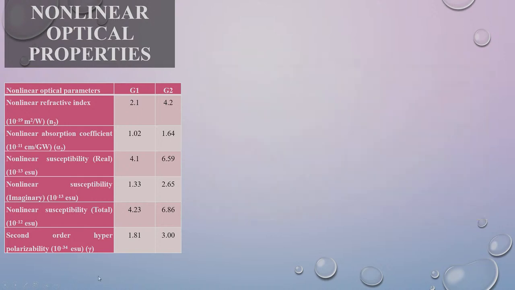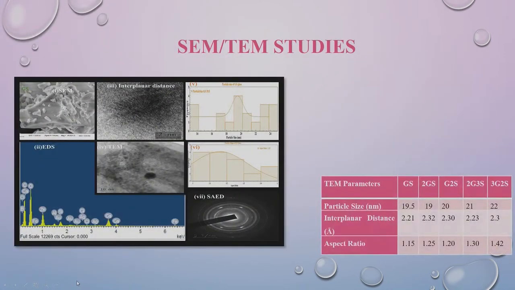So this is one. Is this dependent only on the size of the particle? No, it is also dependent on the shape of the particle. So here what I have done is, I have tried to incorporate gold nanoparticle along with the silver nanoparticle. If you look at the particle size, it is almost closer to 19.5 to 22. It is almost similar. There is not much change in the size of the particle.